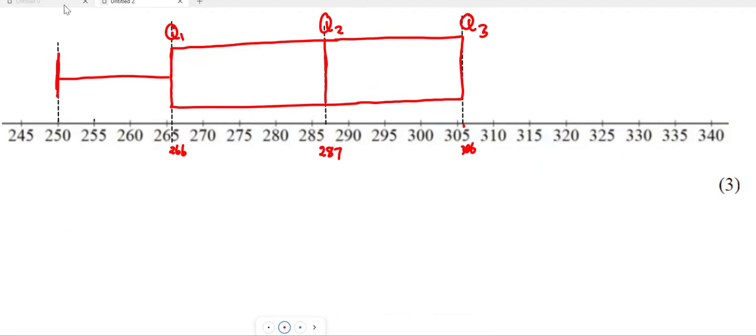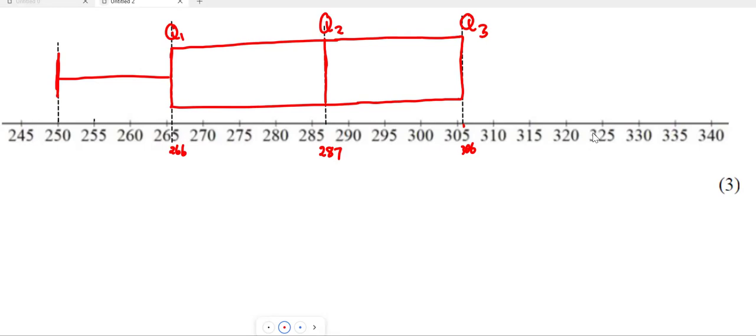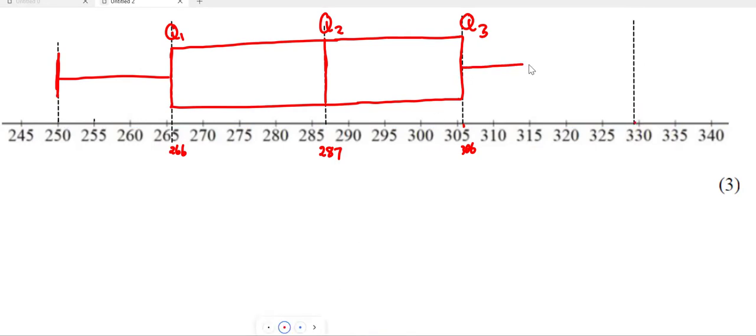Then the maximum value, which is the last one, 329. Just approximately somewhere there below, just before the 330. We're just going to approximate. So meaning to say we can join this whisker to the maximum value. That is the last part that you are going to have. All right, so this is it, just like that.